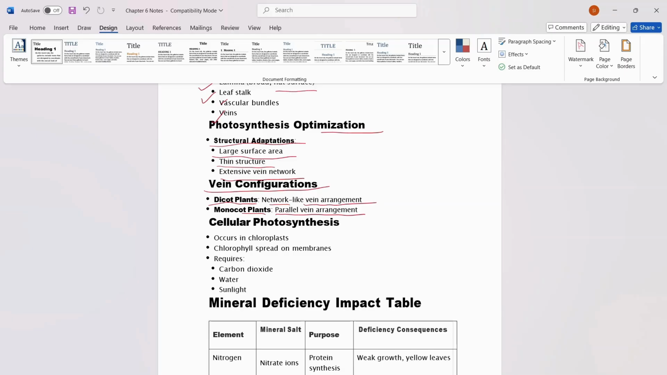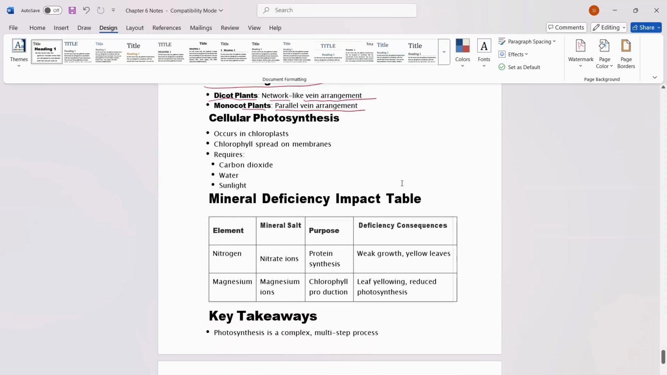So, you can see the difference between dicot plants and monocot plants. Next, we will talk about cellular photosynthesis, which occurs in the chloroplast. Chlorophyll is spread on membranes. It requires carbon dioxide, water, sunlight. Mineral deficiency impact table. Alright.